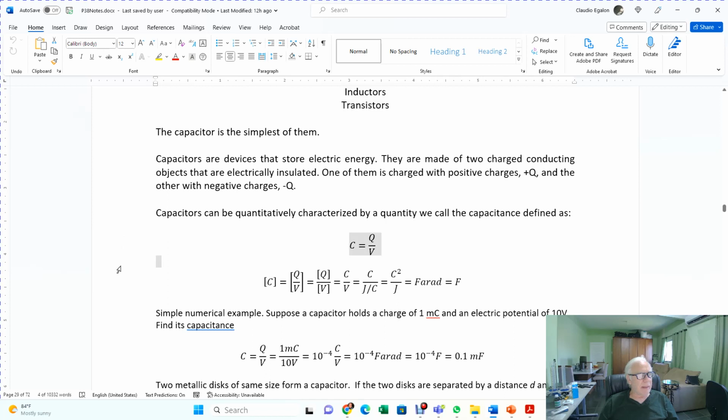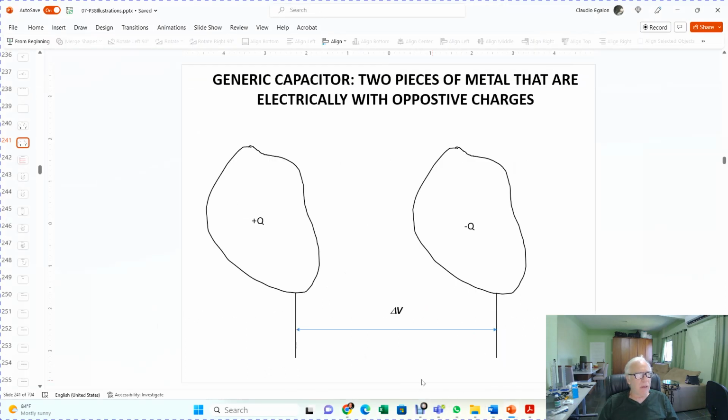Now, going back to the definition of capacitance, it is charge over voltage. Remember this definition. We're going to be using it throughout this chapter. So let's do a simple numerical example. Suppose that we get the 2 pieces of metal and charge them to 1 microcoulomb. One is plus 1 microcoulomb, the other one is minus 1 microcoulomb, and we keep them at an electric potential of 10 volts. You can do that by connecting this device here to a battery.